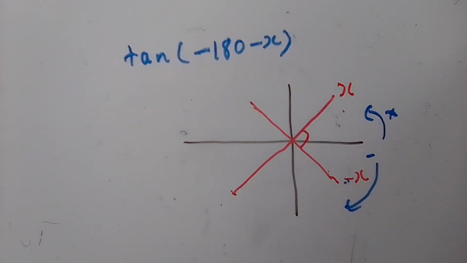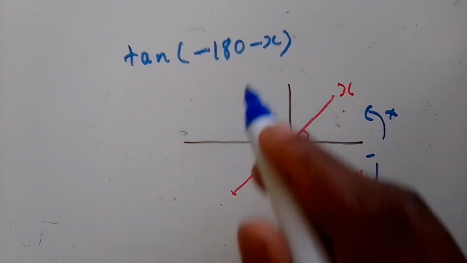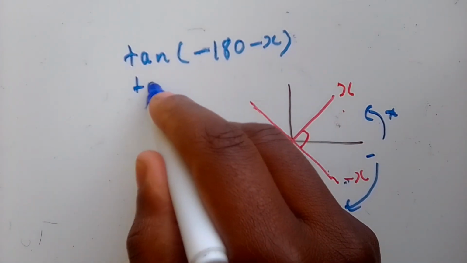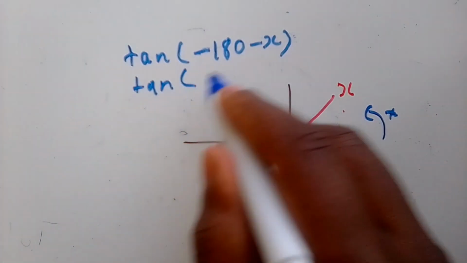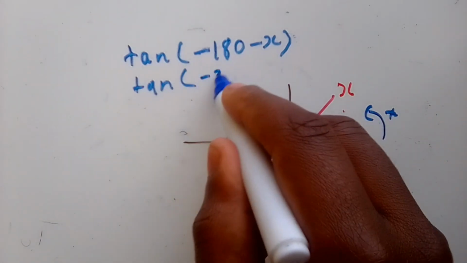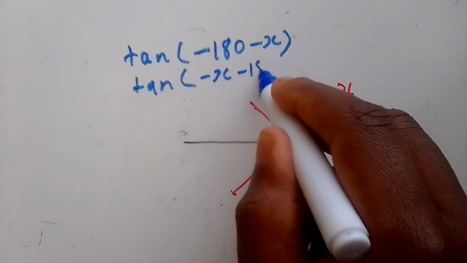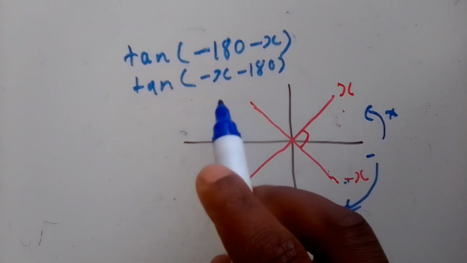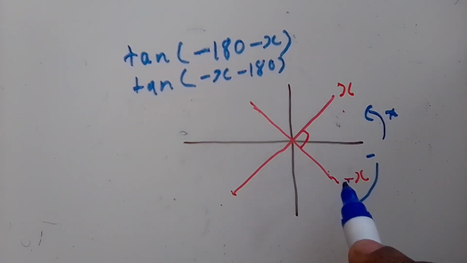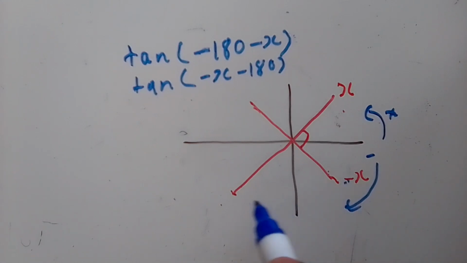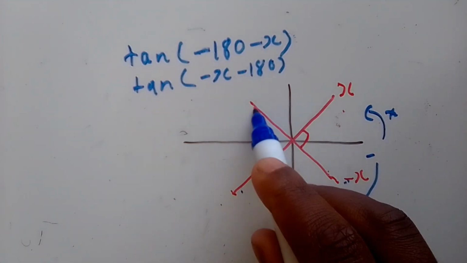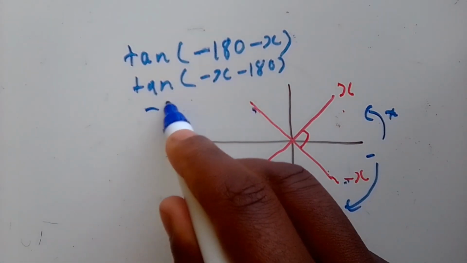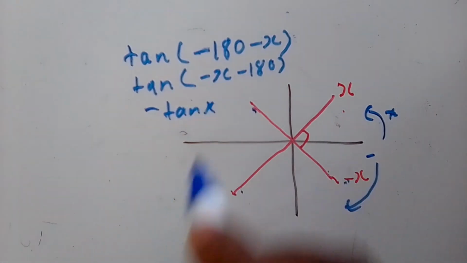So here is a question, tan negative 180 minus x. We can just rearrange them, right? You can rearrange them if you are not able to see it. So this is going to be like this, right? When I rearrange them, now notice that minus x is this side, so we have to start this side. Minus 180 means we have to go this direction, 180 degrees backwards. So 90, 180. So here tan is negative, so the answer is just negative tan x, literally.